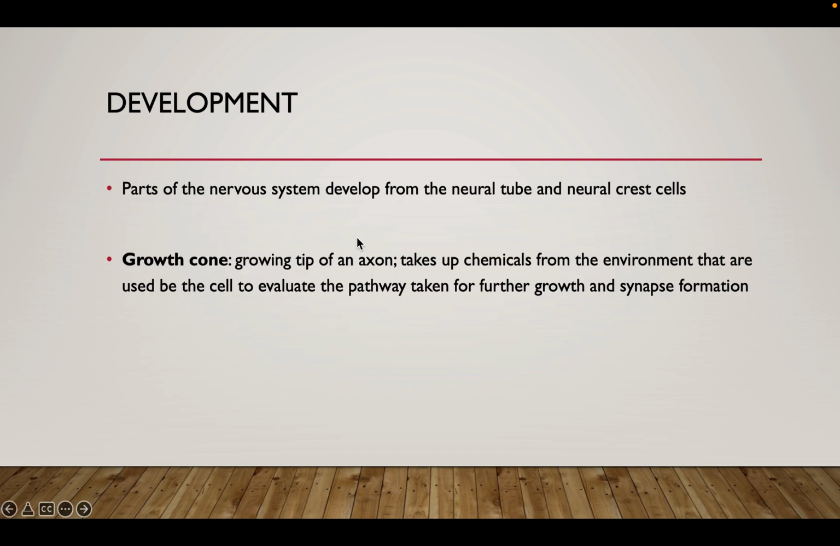So the very last thing here we'll talk about is our development. Very briefly, we won't spend a lot of time on it. Our nervous system is derived from one of our embryonic layers called the ectoderm, and the ectoderm also gives rise to the skin, but it also gives rise to our nervous system. You have things called neural crest cells, which can migrate out and become different types of cells. We have something known as the neural tube.